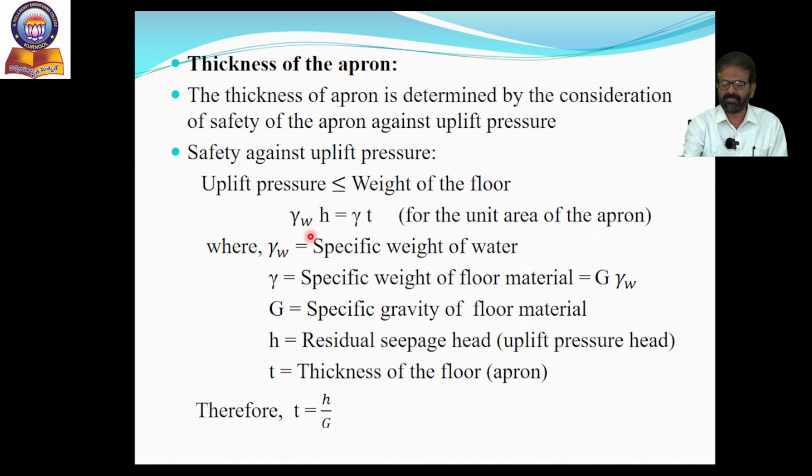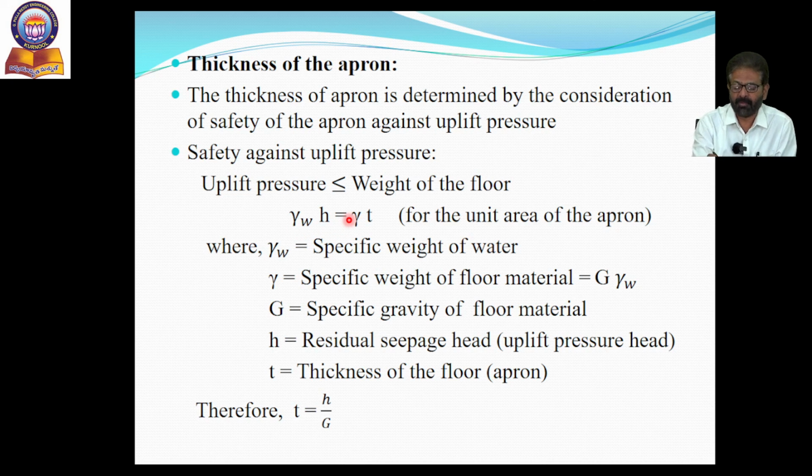That's why we are considering per unit area of the apron. Per unit area, this is the uplift pressure force acting vertically upward. Similarly, coming to the self-weight of the floor, gamma is the specific weight or weight density of the floor material, and T is the thickness of the floor. Here also we get the same units. Gamma in Newton per meter cube, T thickness in meters, you will get Newton per square meter. Therefore, for compatibility, units will be the same for both cases.